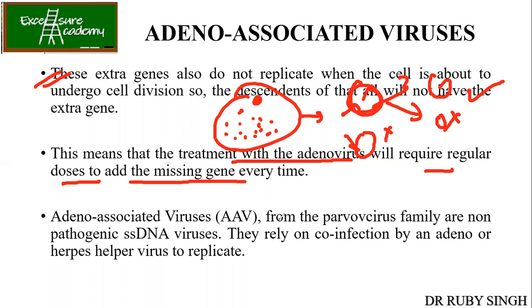Adeno-associated viruses are from the parvovirus family and are non-pathogenic single-stranded DNA viruses. So they rely on co-infection by an adeno or herpes helper virus to replicate. Okay.